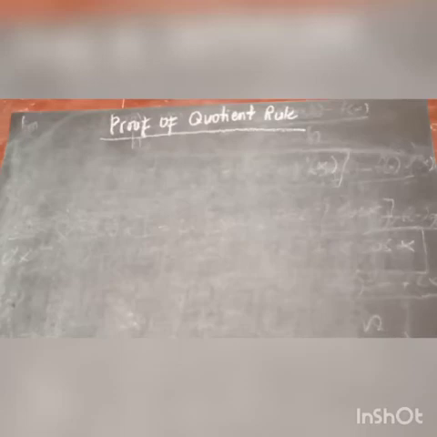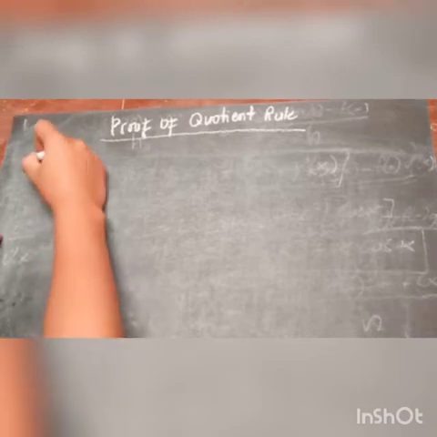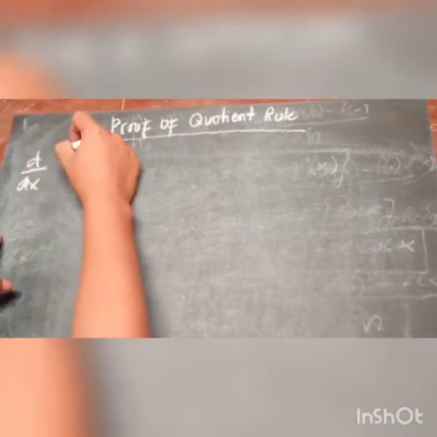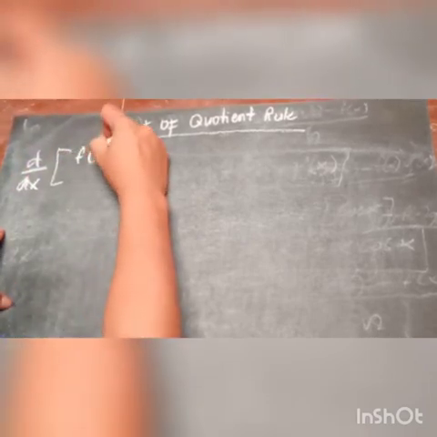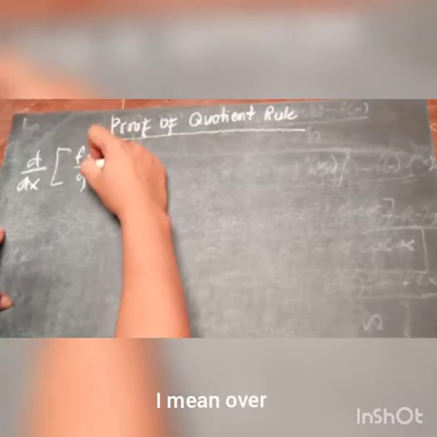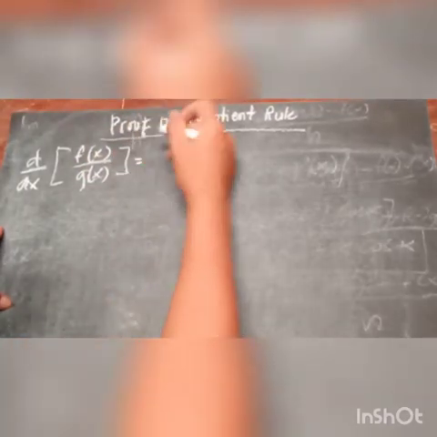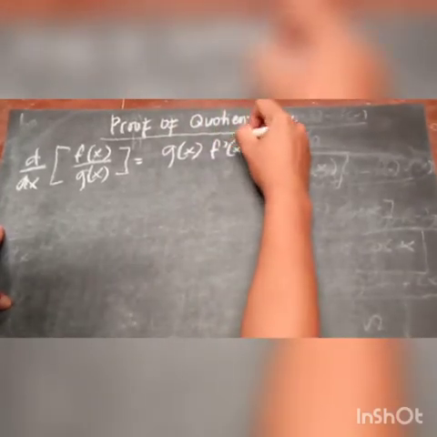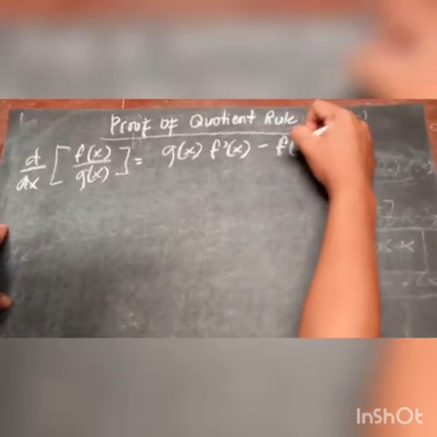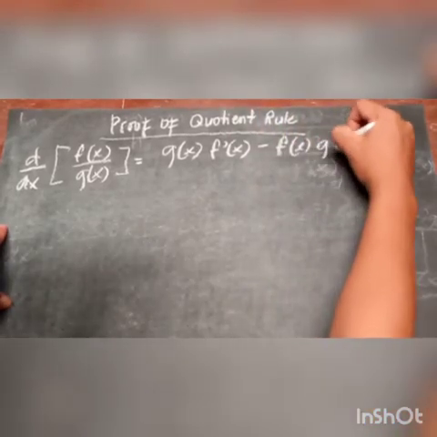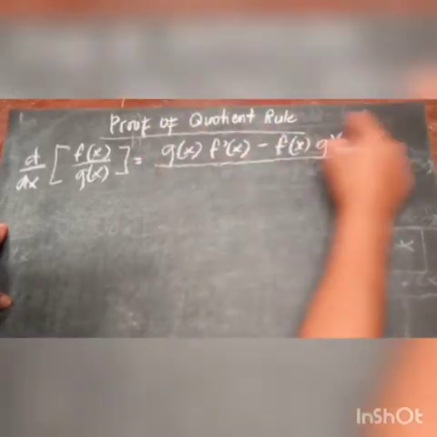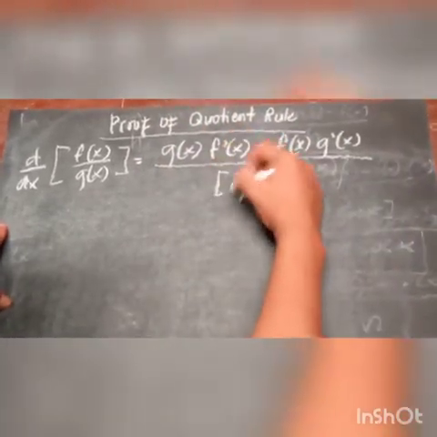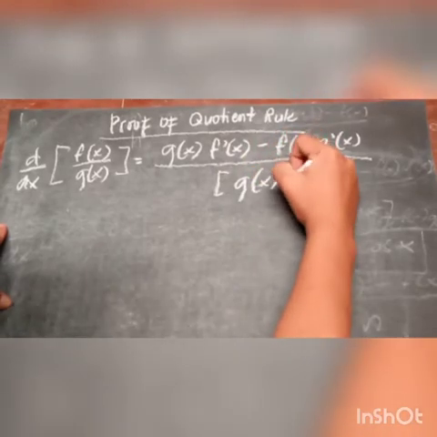So next we have the quotient rule. We know that the formula for finding the derivative of a quotient is d over dx of f of x over g of x is equal to g of x times f prime of x minus f of x times g prime of x, all over g of x squared.